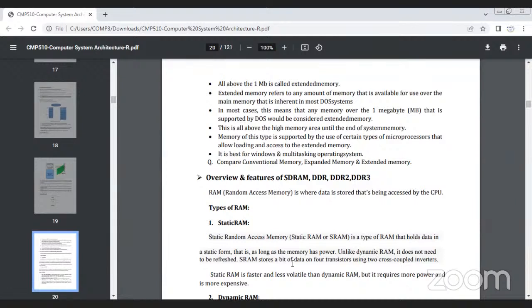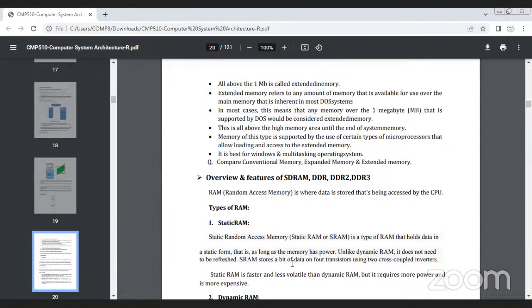Okay, the SRAM means static RAM. The static RAM consists of circuits capable of retaining the stored information as long as the power is applied. That means this is a type of memory that requires constant power. Okay, SRAM memories are used to build cache memory.